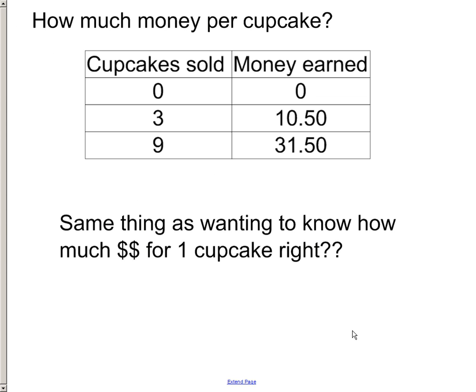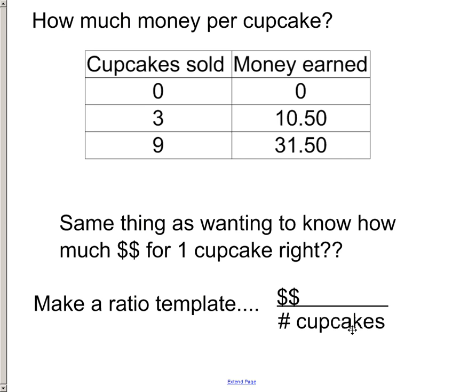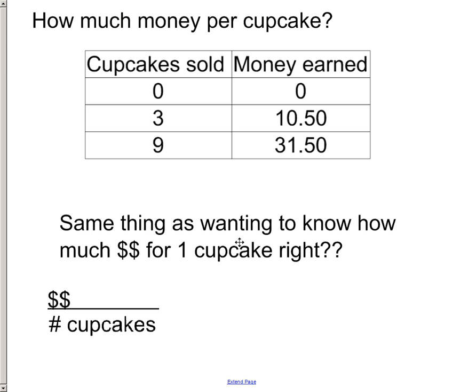Like, for example, for this right here, we're not going to be asking for a unit rate, but we want to know how much for 1 cupcake. So if you made a template, you would put cupcakes on bottom so that way you can make a 1 right there because we just learned how to make a unit rate with a 1 on the bottom. And we're going to use this template to take this information and make a regular rate and then turn it into a unit rate. So money goes on top, cupcakes on bottom.